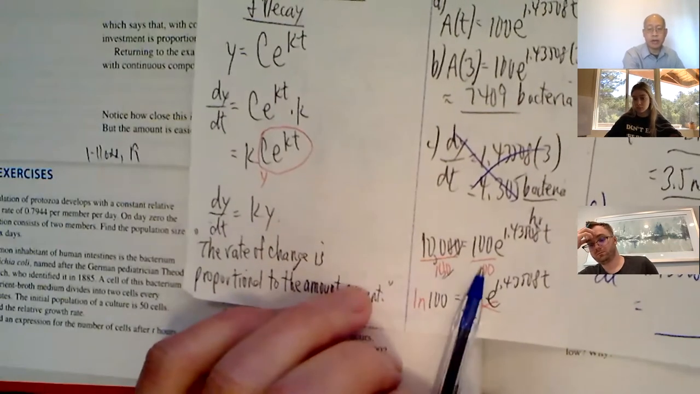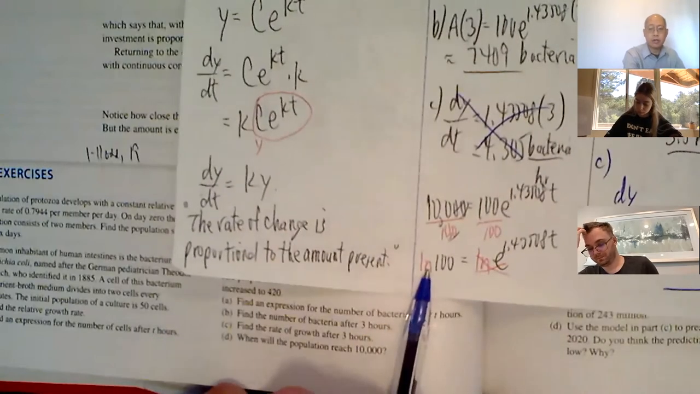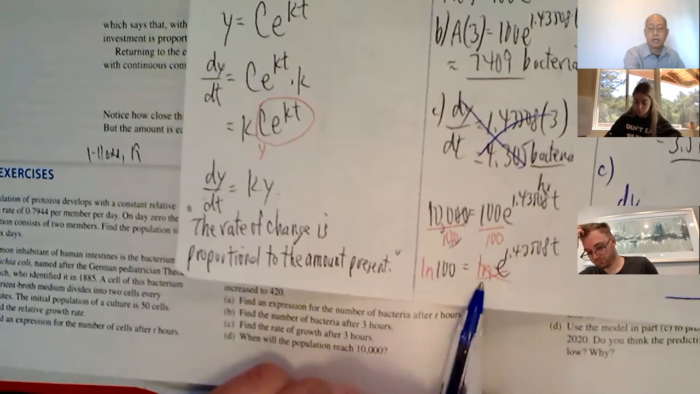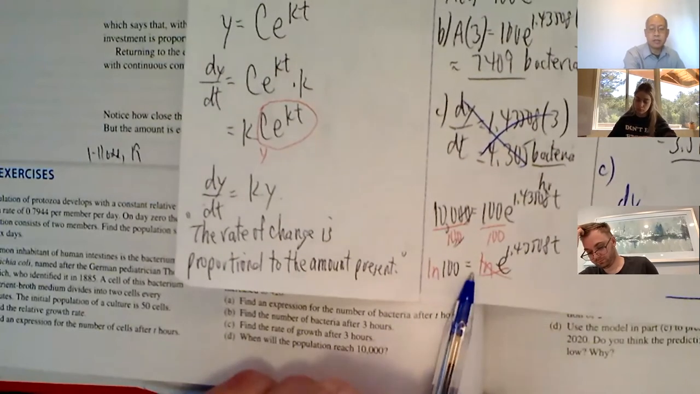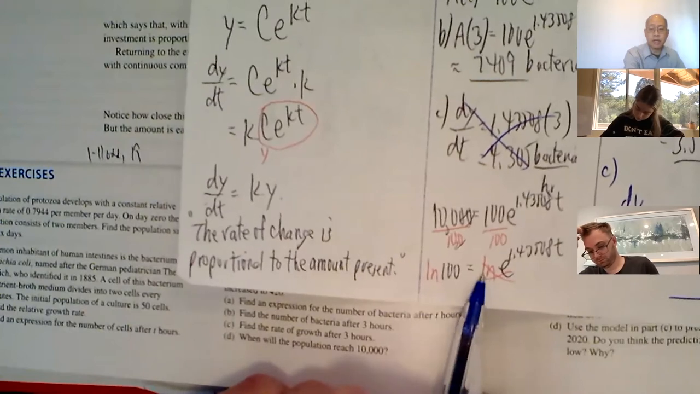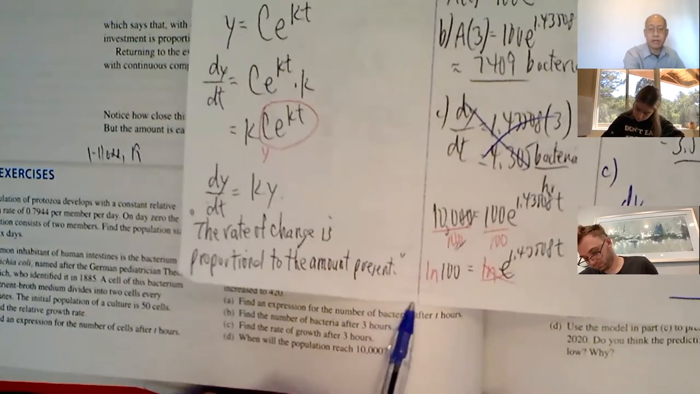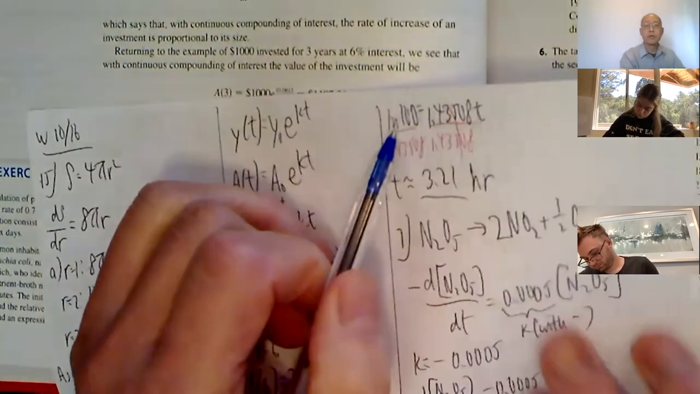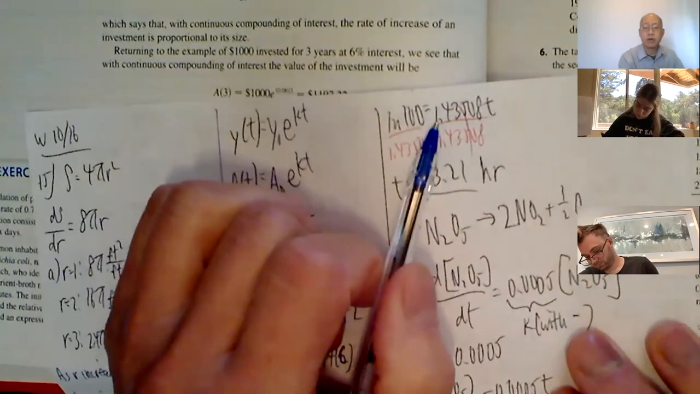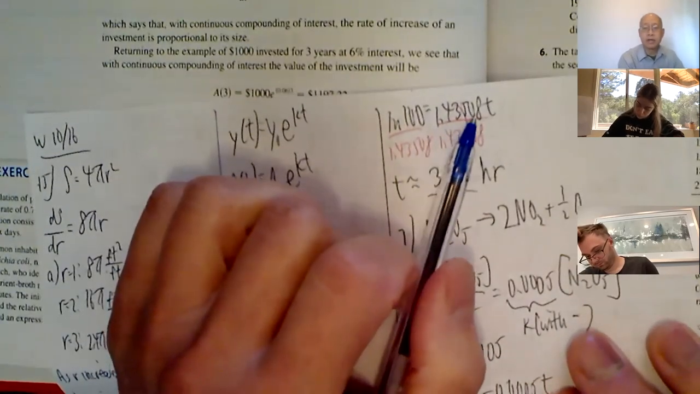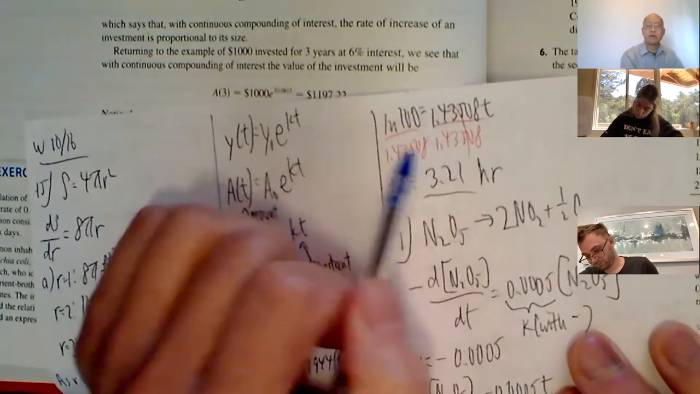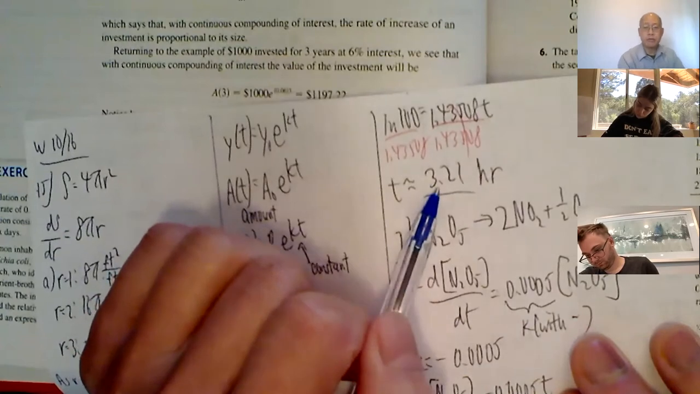Okay, so I divide both sides by 100. Natural log of 100 is equal to e to the 1.43508t. Ln both sides. So when you take a natural log of both sides, ln cancels out here, right? So if ln 100 equals 1.43508t, ln 100 is 4.605, so t is ln 100 divided by 1.43508. Punch in your calculator. T is about 3.21 hours.